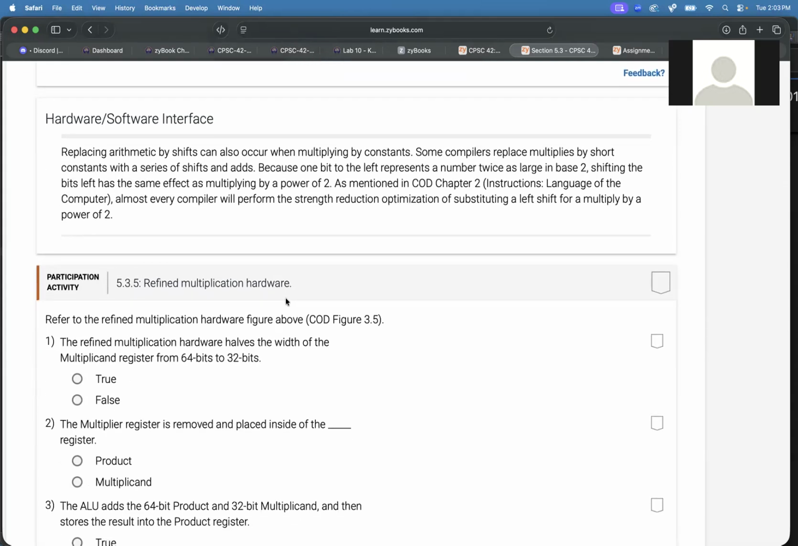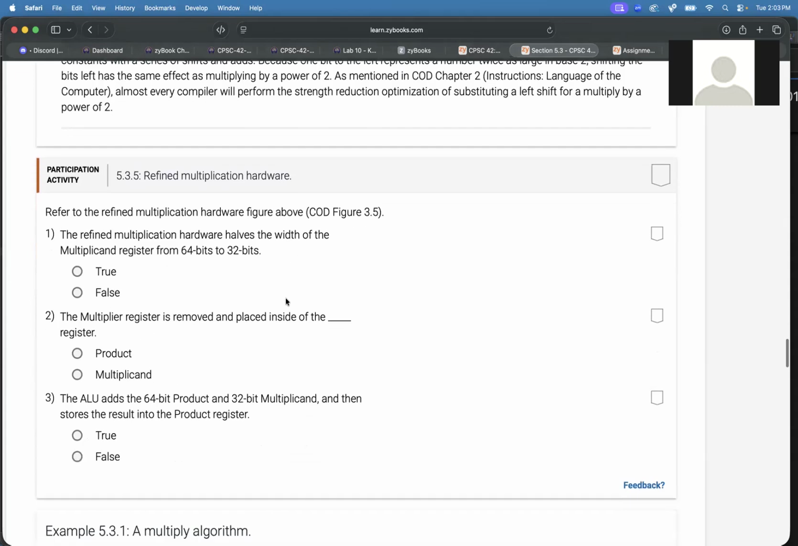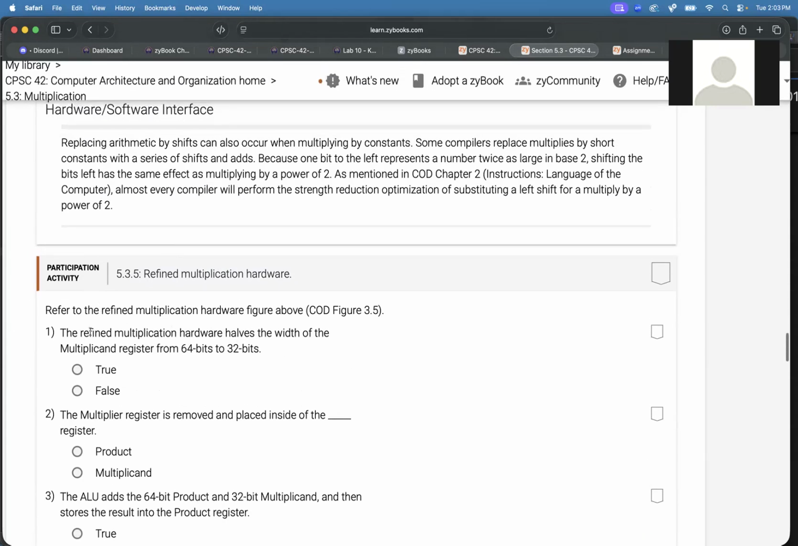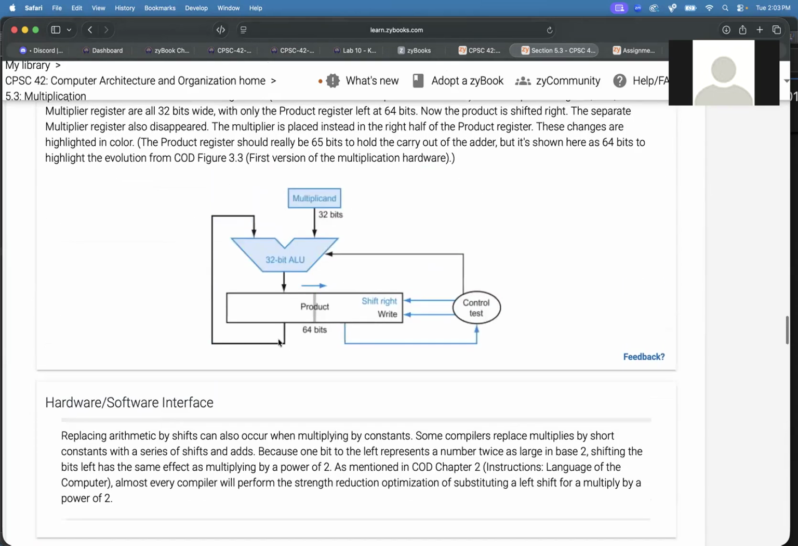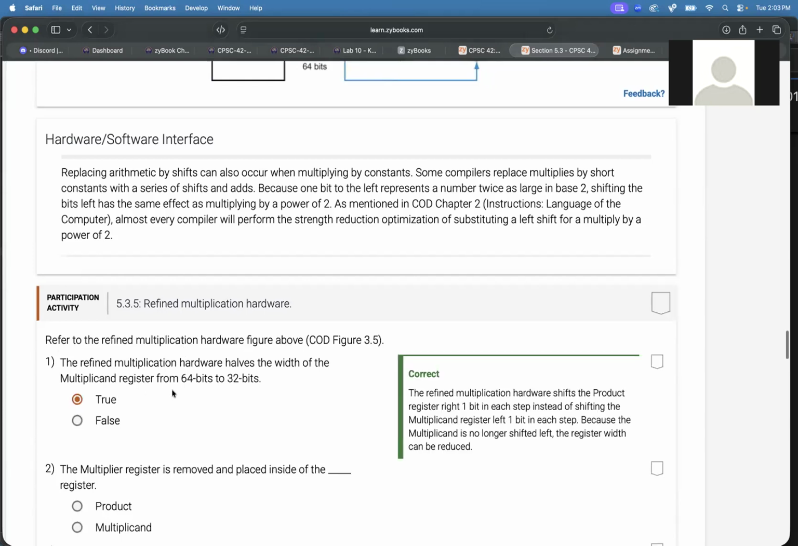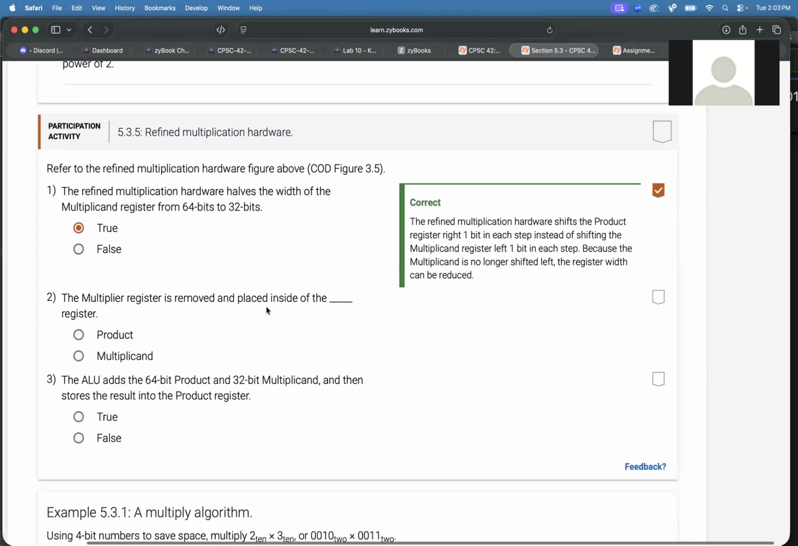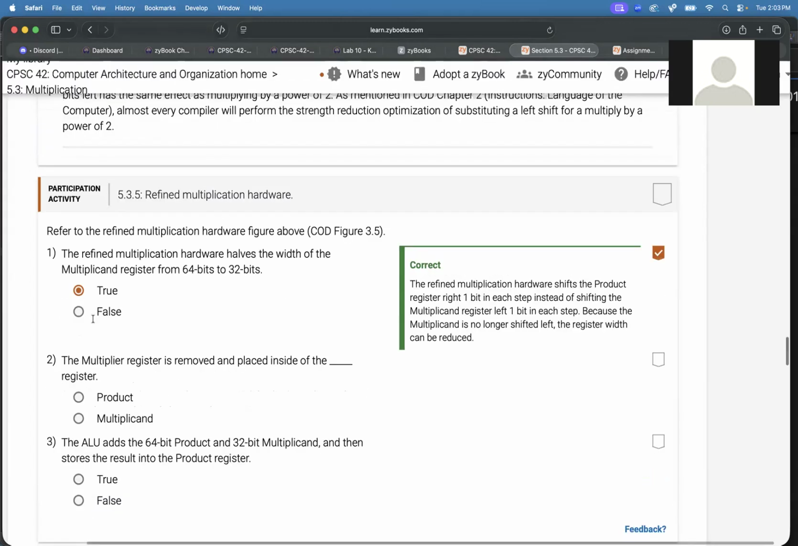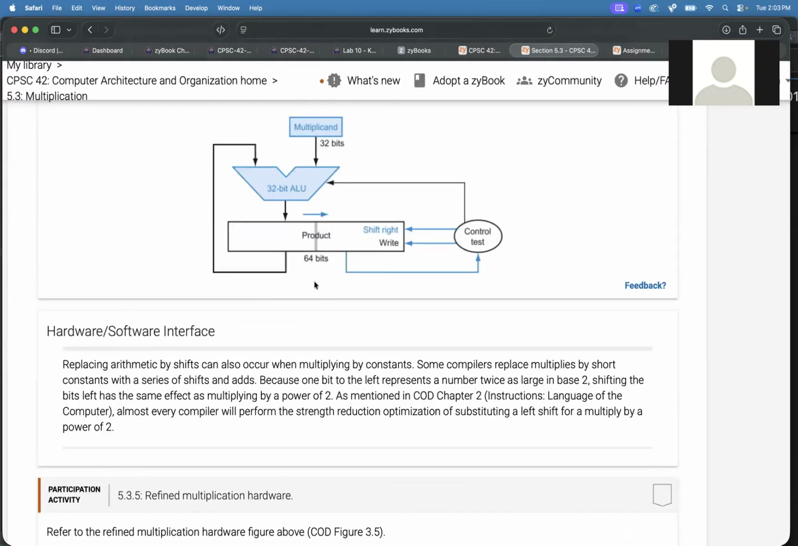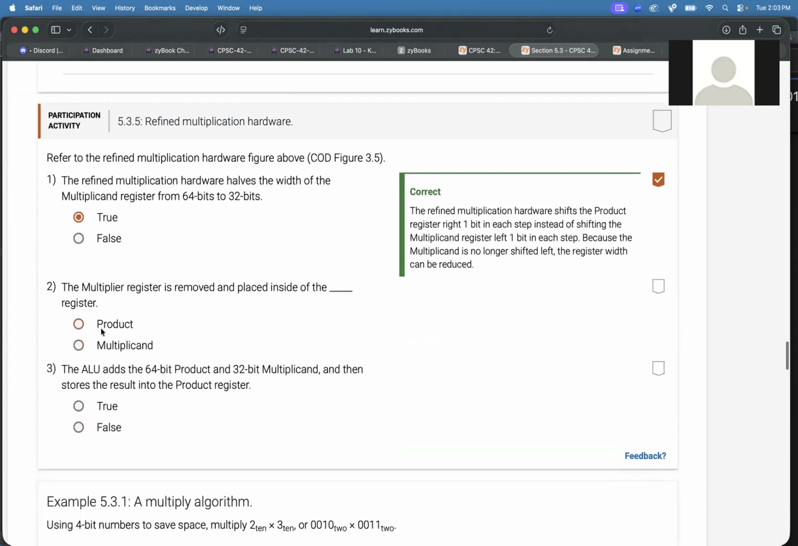Also, all modern hardware does the entire thing in one clock cycle. So that's interesting. All right. So refined multiplication hardware halves the width of the multiplicand register. Does it? Yes, 32. The multiplier register is removed and placed inside of, where's the multiplier? I don't see it here. It must be inside the product register.